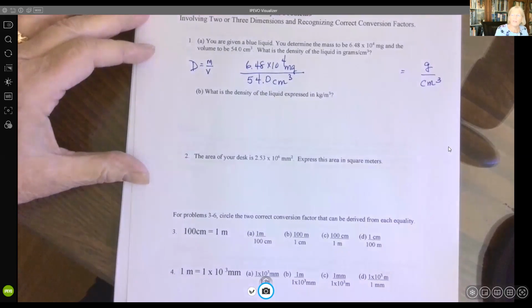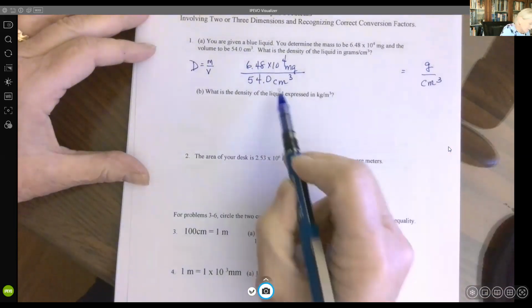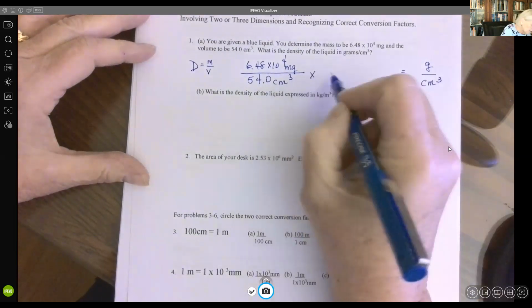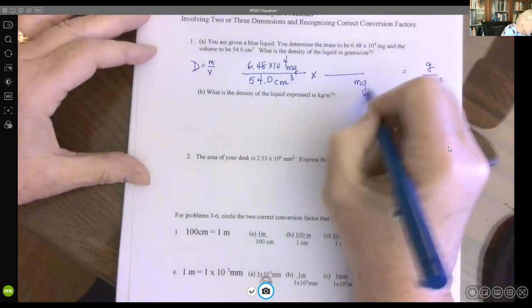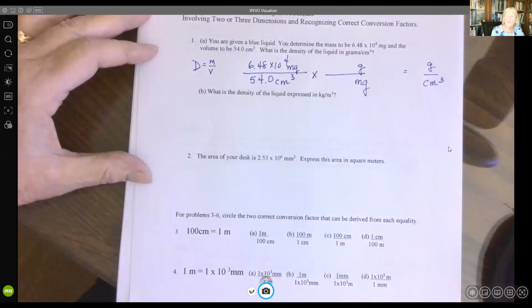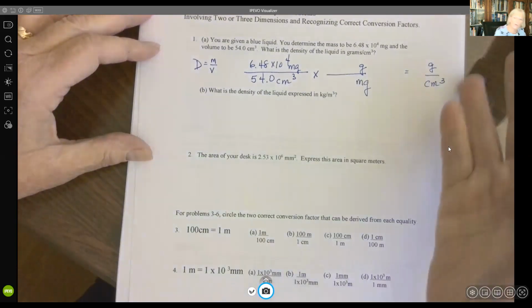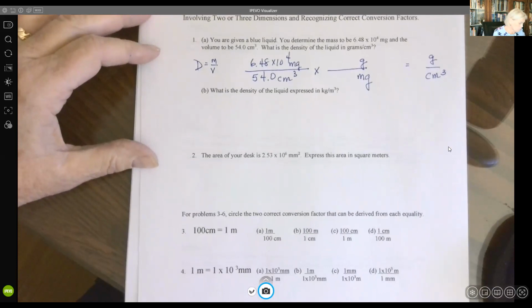So now I see the problem. I've got to convert milligrams to grams, and cubic centimeters are fine the way they are. So that means you need one conversion factor that's going to convert milligrams to grams. Once you remember what that equality is, you can put the correct numbers on the top and the bottom here, and then you're almost to your answer. I'll let you finish that and check your answer on Schoology.